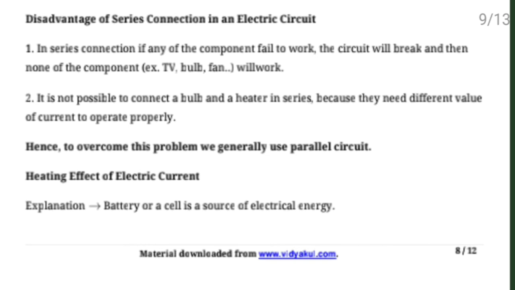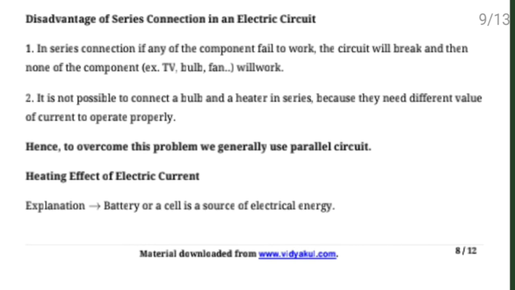Disadvantages of series connection in an electric circuit. First, in a series connection, if any of the components fails to work, the circuit will break and then none of the components, for example TV, bulb, fan, will work. Second, it is not possible to connect a bulb and a heater in series because they need different values of current to operate properly. Hence, to overcome this problem, we generally use a parallel circuit.